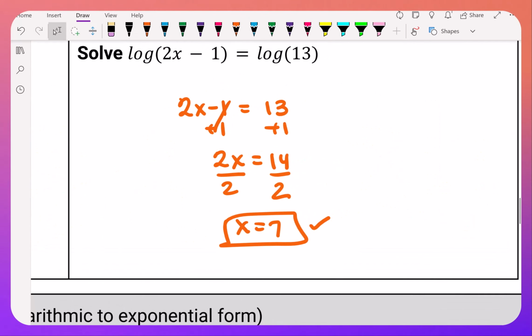So over here, you have the same common log on the left and the right-hand side with base 10. You're allowed to drop the logarithm, and you're left with 2x minus 1 equals 13. So simply just add 1 to both sides, divide by 2, and you wind up with 7.